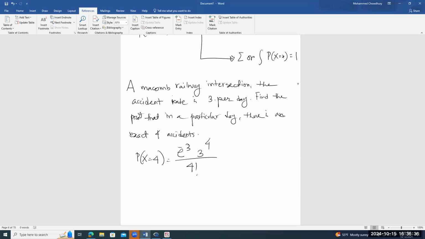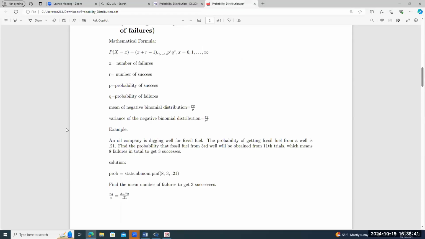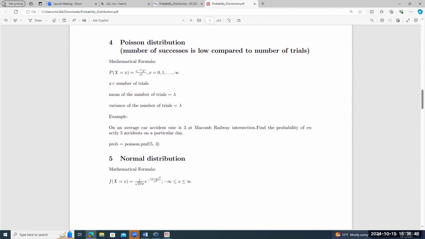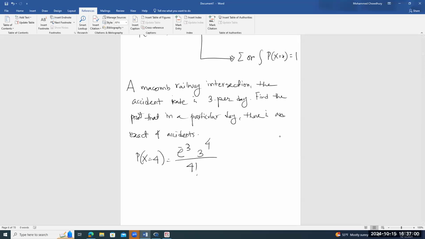Did I write the Poisson code? Let me see. Yeah, Poisson PMF, 5 accidents, 3. Poisson.pmf 5, 3. That is the answer. Understand?